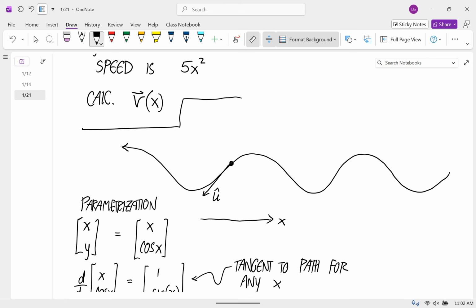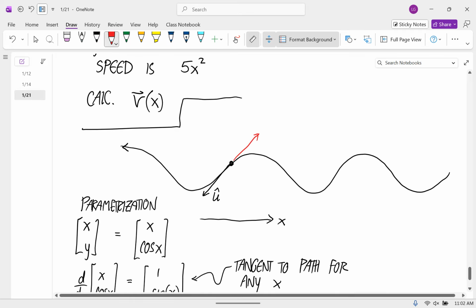The other one, just the one that's tangent to the path at any X value, it's actually going the other way. The exact opposite way. That's why we multiplied by -1. It was going this way.